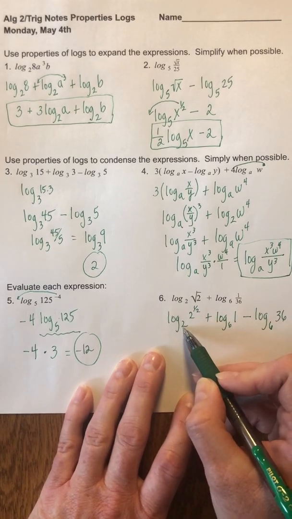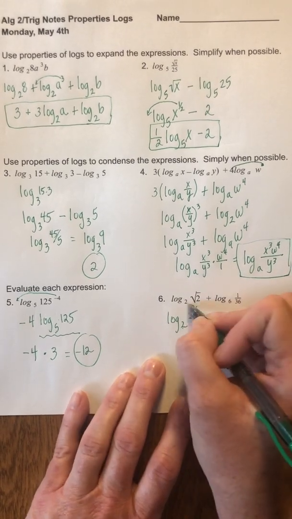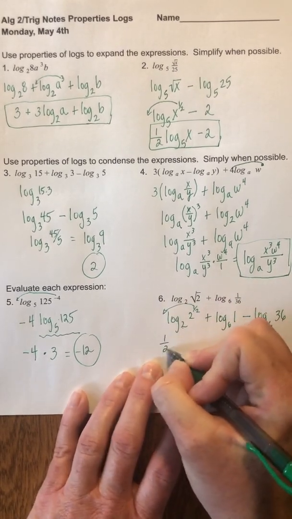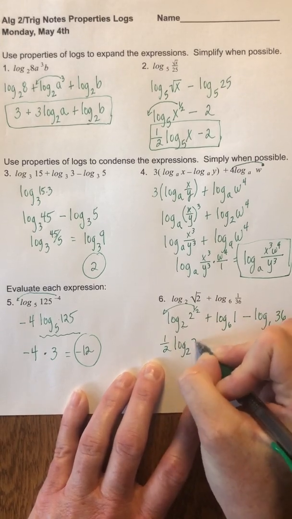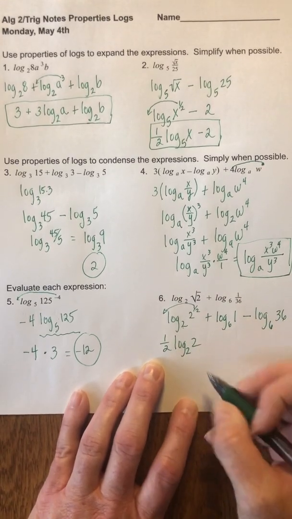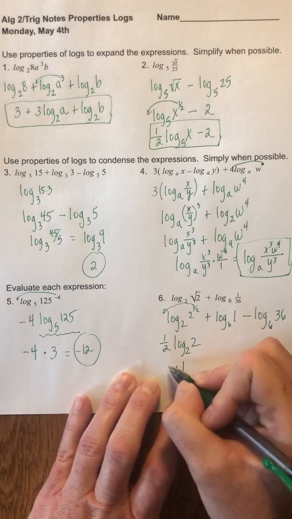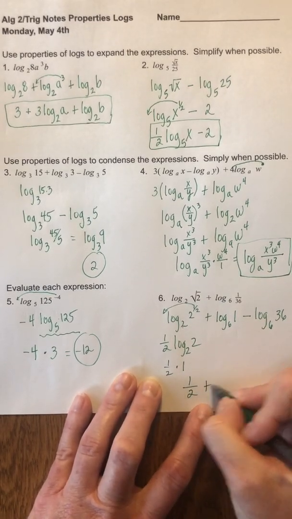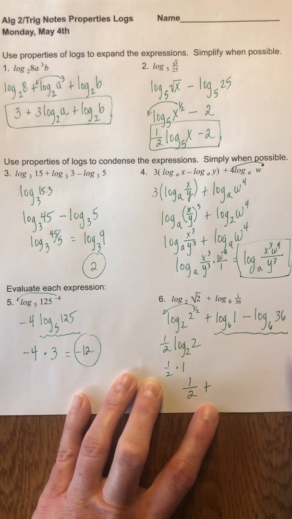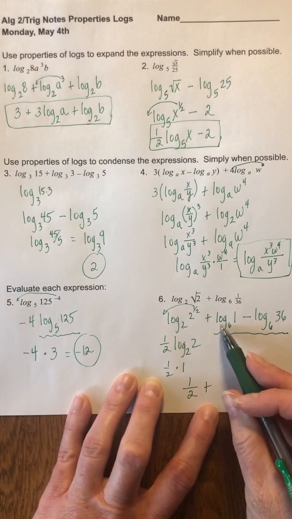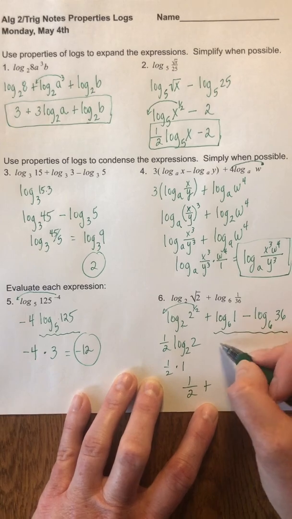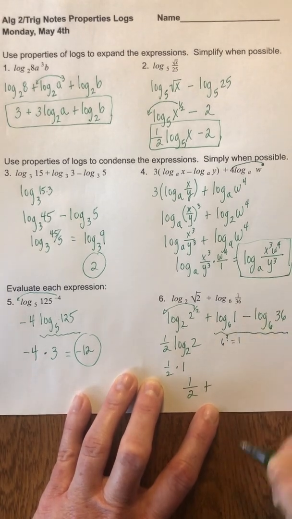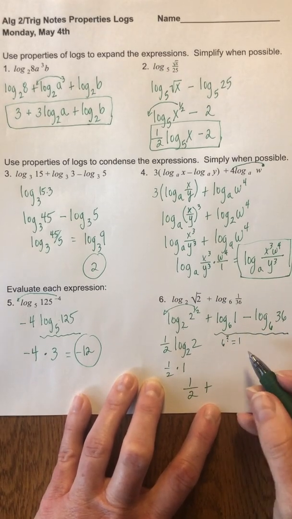Log base 2, 2 to the 1/2. Well, using the property, I put 1/2 out in front. Then, log base 2 of 2, well, that's equal to 1. 1 times 1/2, well, that's 1/2. Then plus, now I'm going to evaluate this. Log base 6 of 1. 6 to what power gives you 1? Well, the only way to get 1 is 0.